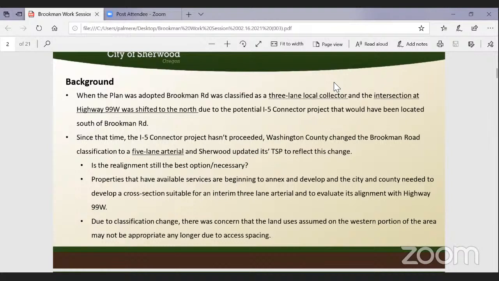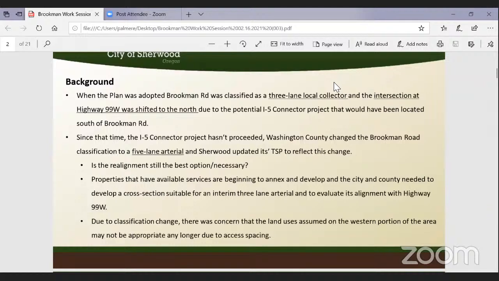But just a little bit of background about the concept plan. When the concept plan was originally adopted, Brookman Road was classified as a 3-lane collector, and the intersection of Highway 99 was shifted to the north due to the potential of the I-5 connector project. Since that time, the I-5 connector project hasn't proceeded. Washington County changed Brookman's classification to a 5-lane arterial. And then Sherwood, we updated our TSP to reflect that change.